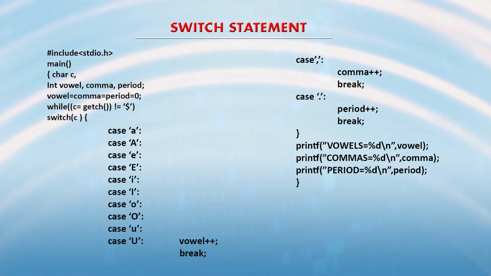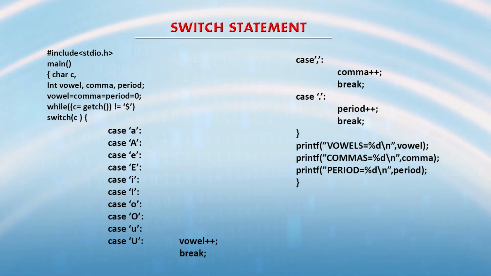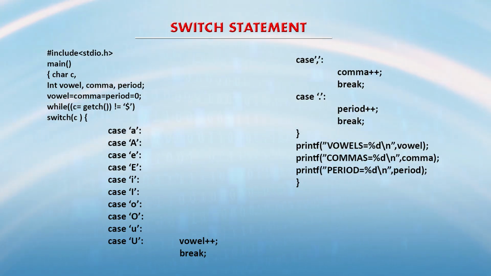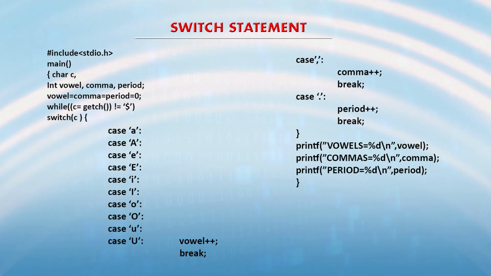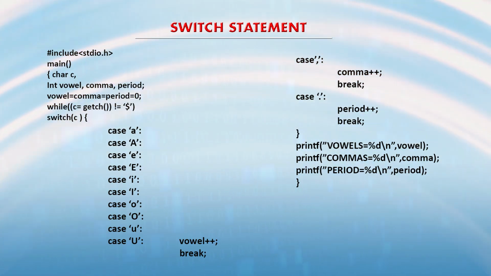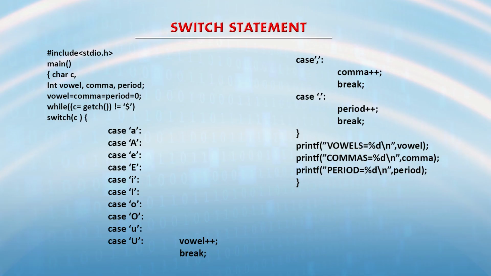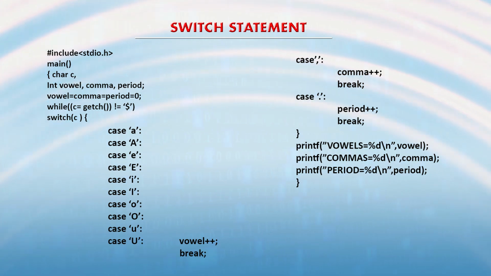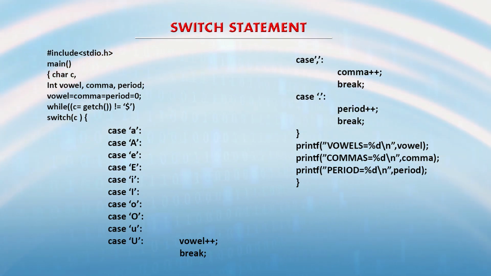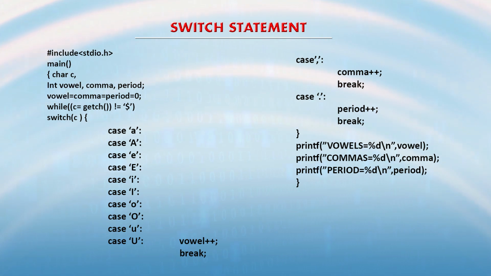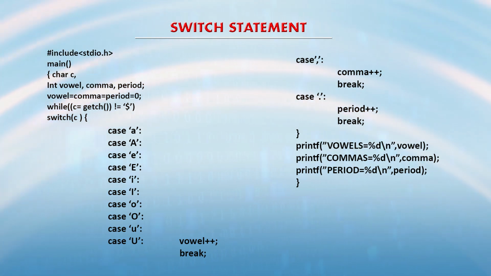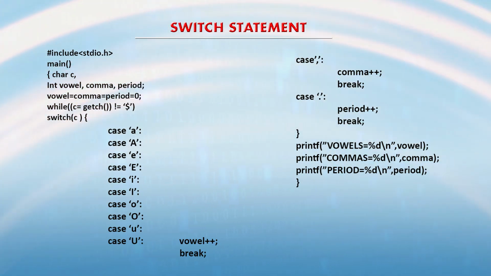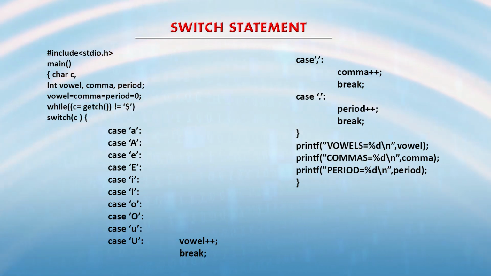Whatever text is entered by the user, we want to count how many vowels occur in it. So, switch C. If the character C turns out to be A, E, I, O or U, then automatically the variable vowel is incremented, so vowel plus plus. In case a comma is there, the comma variable is incremented, and if a full stop comes, then the period variable is incremented.